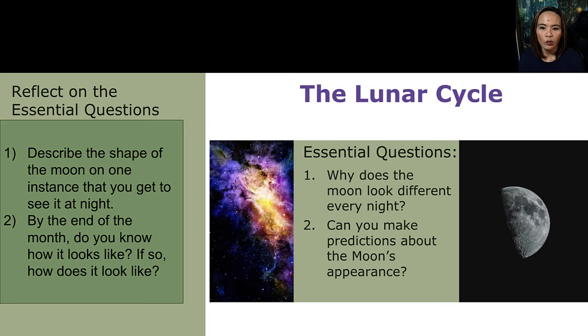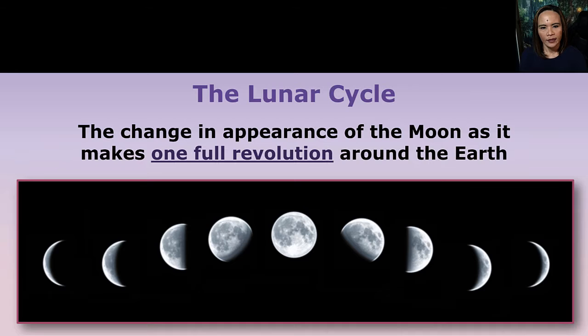First, why does the moon look different every night? And can you predict its appearance every single day? Now, let's start first with what a lunar cycle is. The lunar cycle is the change in appearance of the moon as it makes one full revolution around the Earth. And we're going to take a look at each of these changes in appearance that happens.